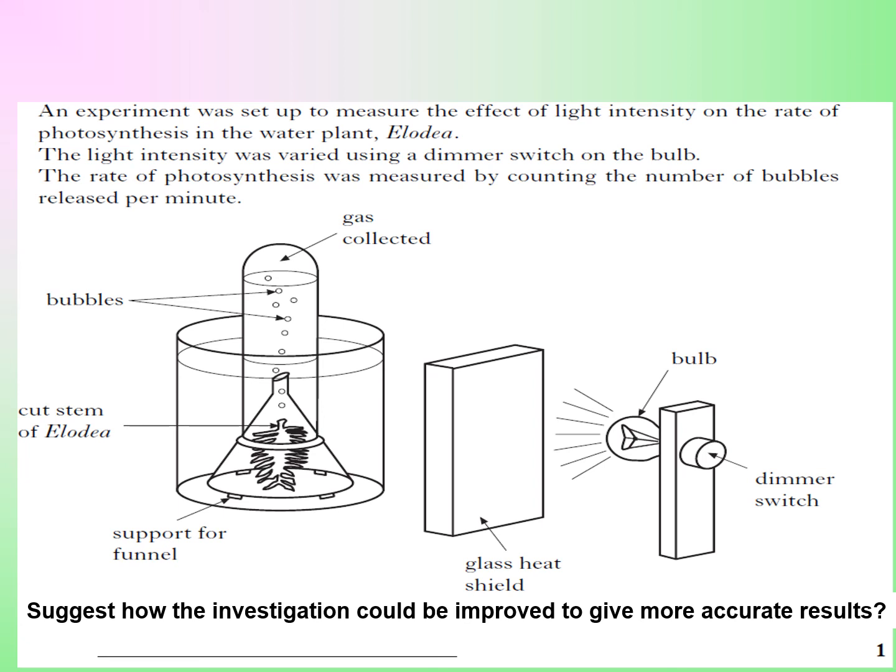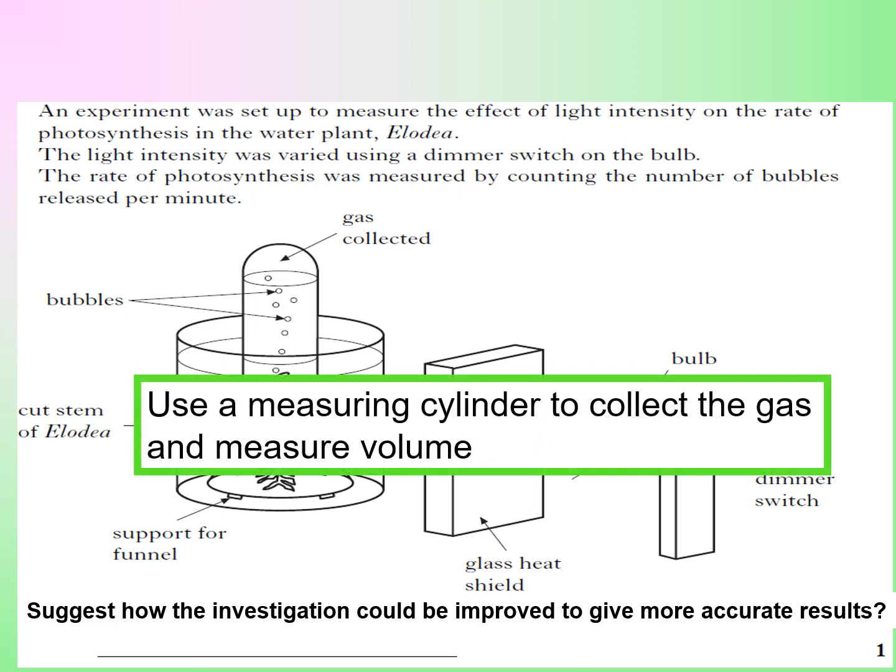So, an experiment was set up to measure the effect of light intensity on the rate of photosynthesis in the water plant Elodea. So we've got the experiment set up here. Suggest how the investigation could be improved to give more accurate results. So we're looking at our measurements. How could we measure the oxygen more accurately? We could use a measuring cylinder to collect the gas to actually get a measurement of the volume. Rather than just counting bubbles, we'd use the volume collected over time.